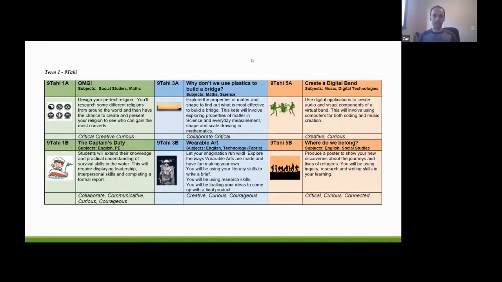So actually, maybe to help me out a little bit, maybe people could unmute and just tell us something that they have selected.